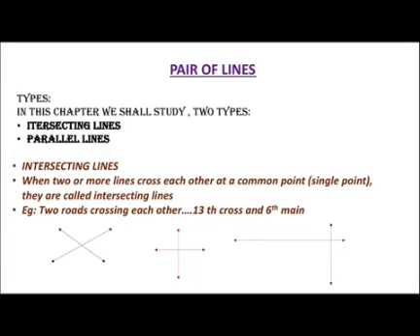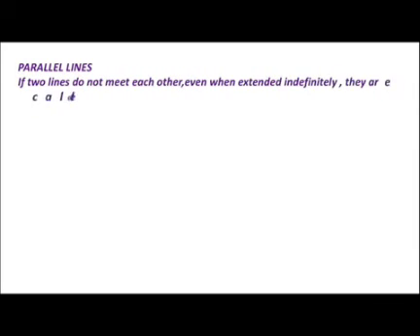Did you understand? So, we have three pairs of intersecting lines. The first one, the second one, and the third. All the three figures drawn are called intersecting lines. As you all can see, these lines cross each other at one single point. Clear? Next one, parallel lines.